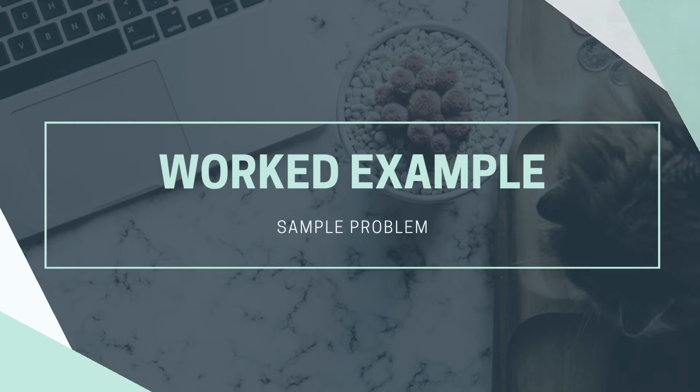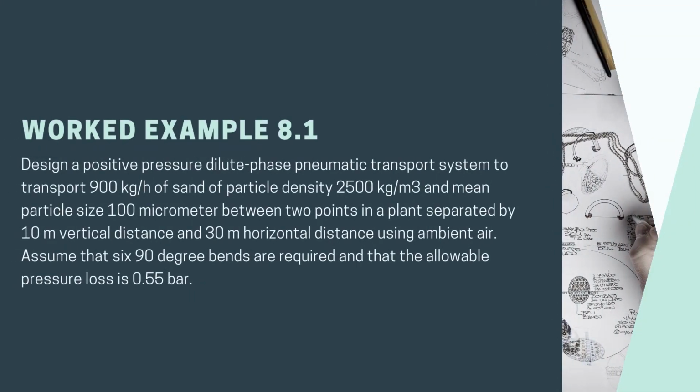For the work example 8.1, the problem goes like this. Design a positive pressure dilute phase pneumatic transport system to transport 900 kg per hour of sand of particle density of 2,500 kg per meter cube and a mean particle size of 100 micrometer between 2 points in a plant separated by a 10 meter vertical distance and a 30 meter horizontal distance using ambient air. Assume that 6 90-degree bends are required and that the allowable pressure loss is 0.55 bar.